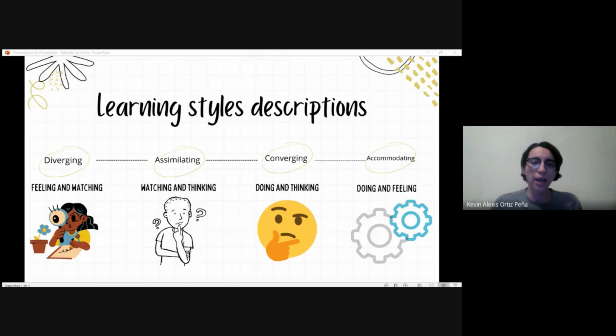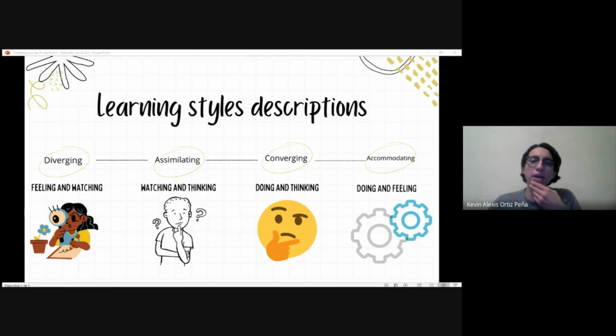And then the assimilating, that is watching and thinking. This learning style involves a consistent logical approach, and ideas and concepts are more important than people. These people require good, clear explanations rather than a practical opportunity. They excel at understanding wide-ranging information and organizing it in a clear logical format.